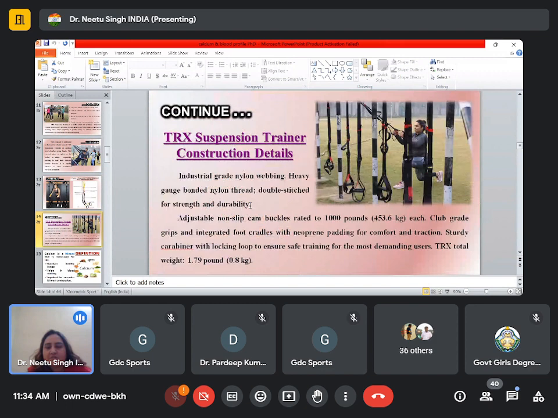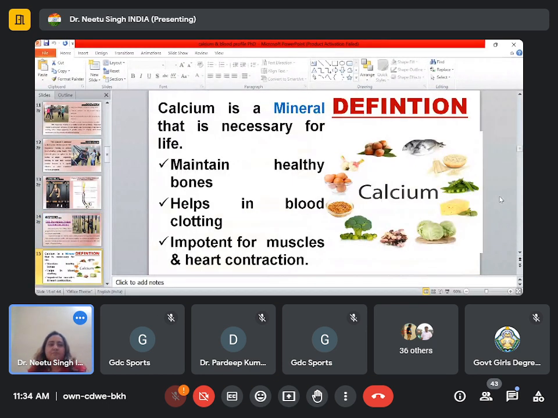And this is some description about the band and its stability and strength. It can hold 453.6 kg of weight, so we can understand the strength and capability of this band. As well, it is non-slippery and a very effective training method.